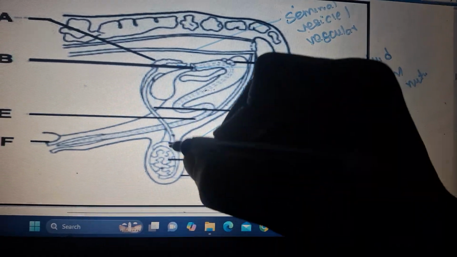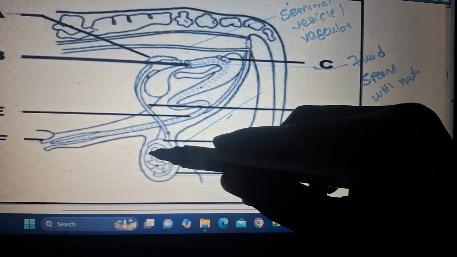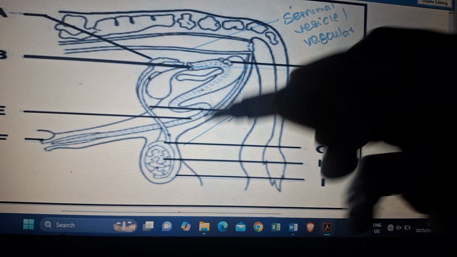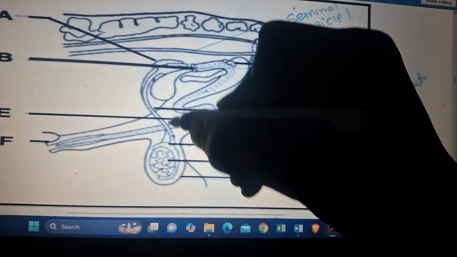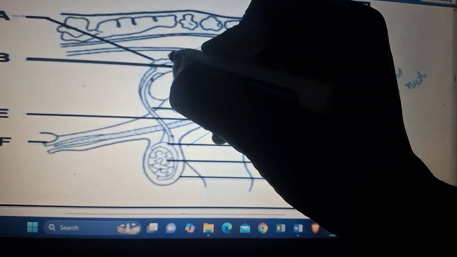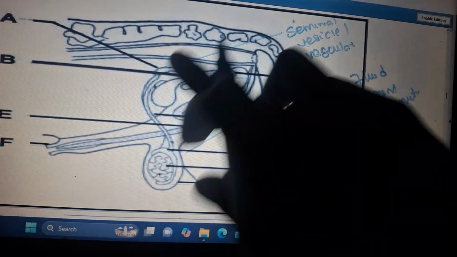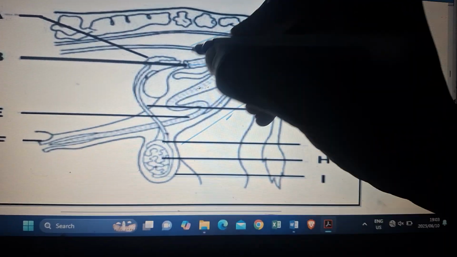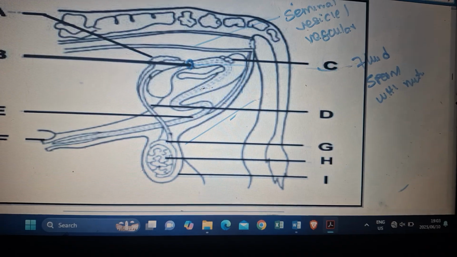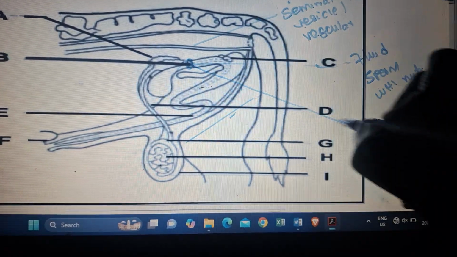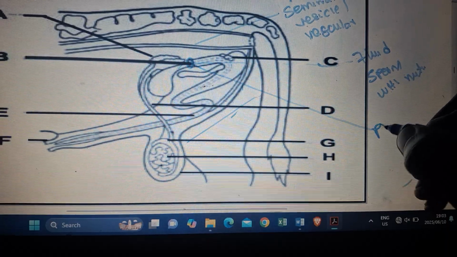And we said within the testes, the sperm got its nutrients from the Sertoli cells. Now, since the sperm is outside the testes, it will get nutrients from the fluid produced by this accessory gland, which is the seminal vesicle. Then it will move again. We have this one, the second accessory gland, that forms a ring around the urethra. This one is called a prostate gland.